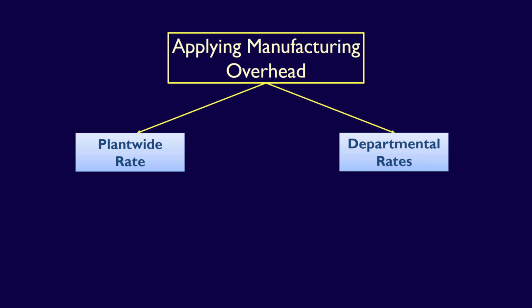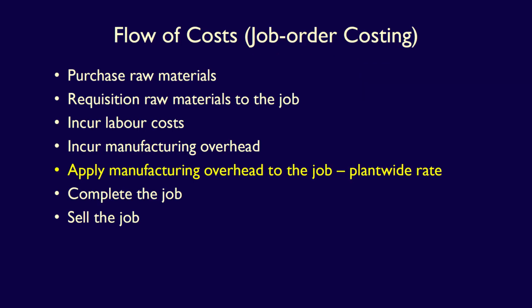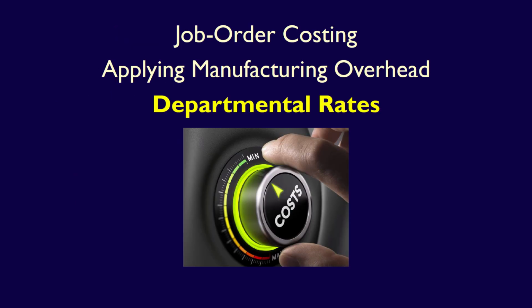In the end, regardless of which method the company uses, plant-wide rate or departmental rates, the steps used to cost the products is the same. The only difference is the method used to apply overhead, either the plant-wide rate or departmental rates. The method used to calculate application rates may be different, but everything else is identical. That's it for departmental application rates.